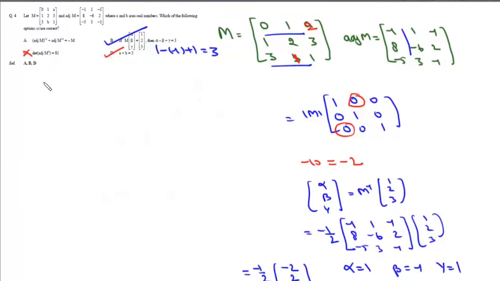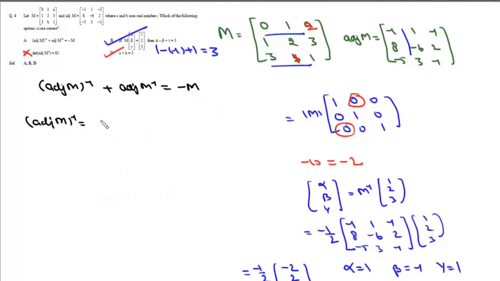Now we look at this option A, which is adjoint of M inverse plus adjoint M inverse, it is equal to minus M. Now first we'll find the adjoint of M inverse.